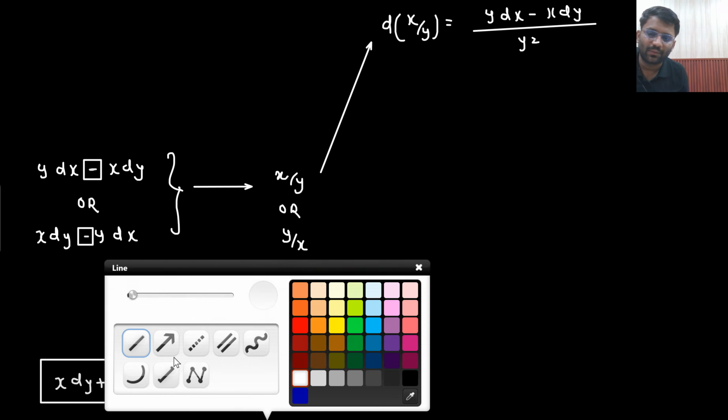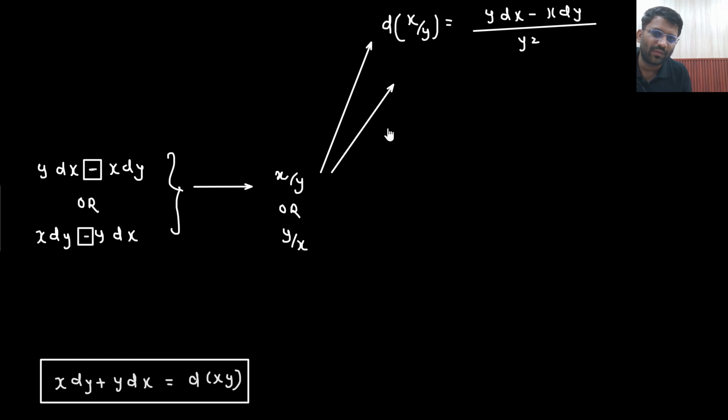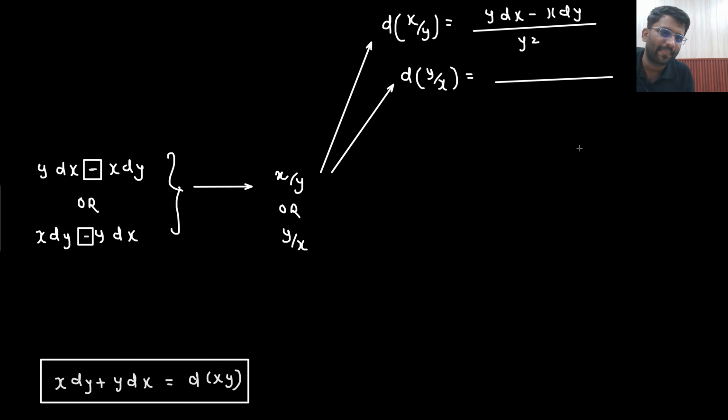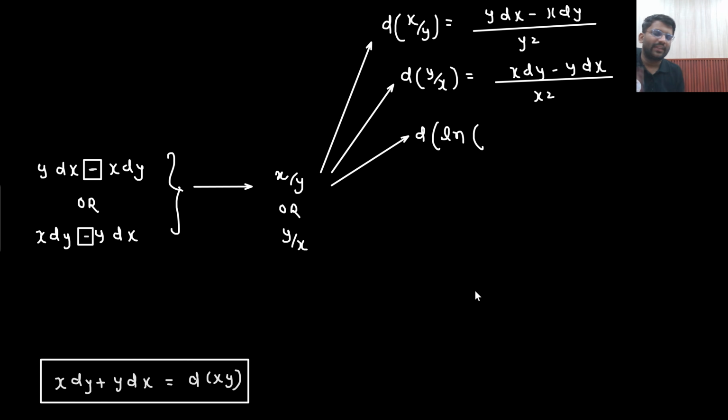Sir, another thing I know. What do I know? d of y by x is written as x square downward, x dy minus y dx. Another thing, sir, I know, d of, next we show d of ln. Look, if y dx minus x dy is there, then surely it would be either x by y or y by x. So what can I think? I can think of ln. So it could be written as ln of x by y.